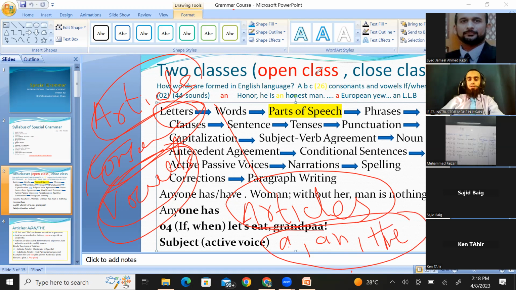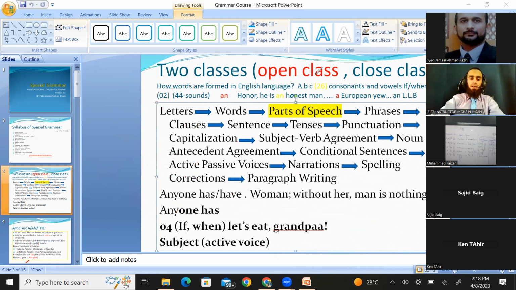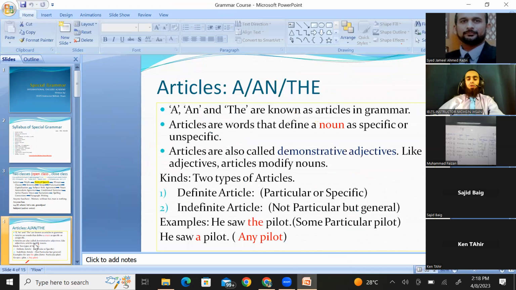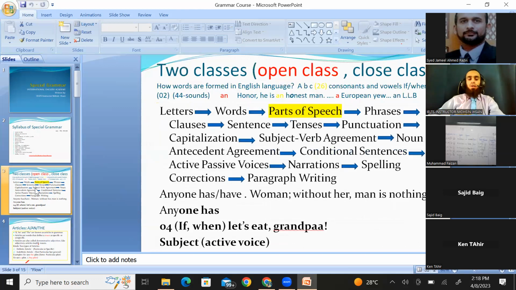Yes, sir, these are, sorry, I forgot it. These are the articles, right? Now, articles are three, and what is the role of articles? Okay, coming to that, but we are starting from the base, from the letters, alphabets A to Z. Why are they distributed into two categories?